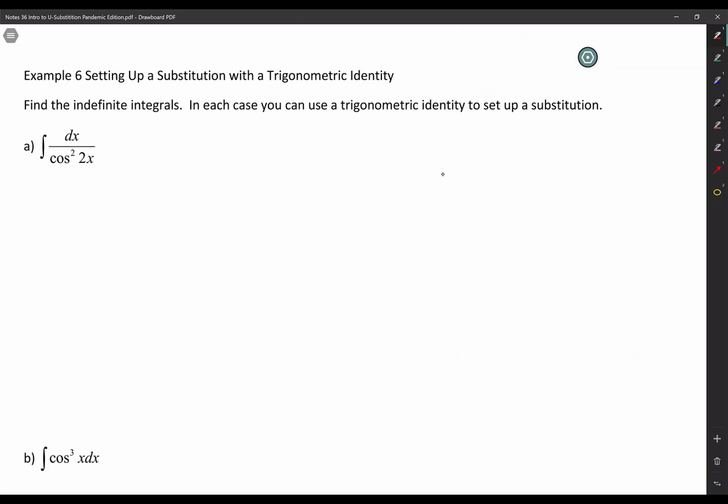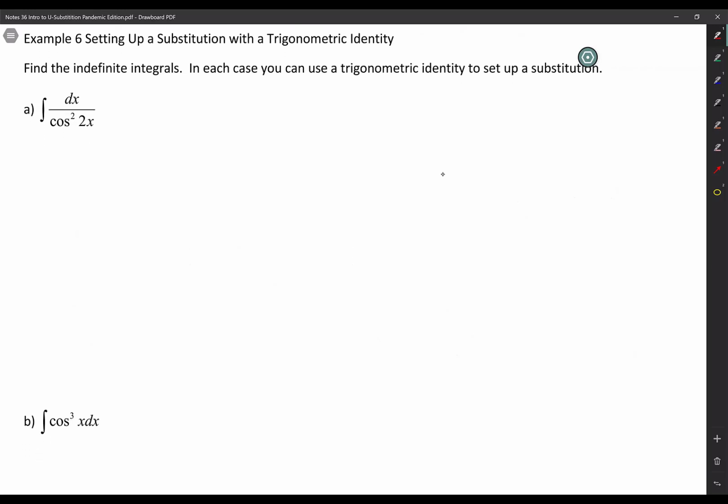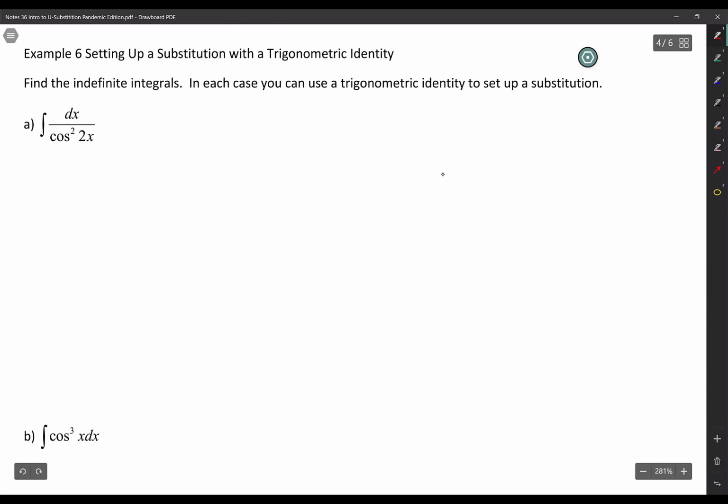Oh, all right. Find the indefinite integrals. In each case, you can use trig identities to set up substitution. Here we go. Pre-cal. Oh, darn pre-cal. You can see, guys, calculus is not hard. It's the pre-cal and algebra that is hard. You see it and you're like, I don't know. What is that? Another ln? Rewrite it, guys. What is 1 over cosine squared?